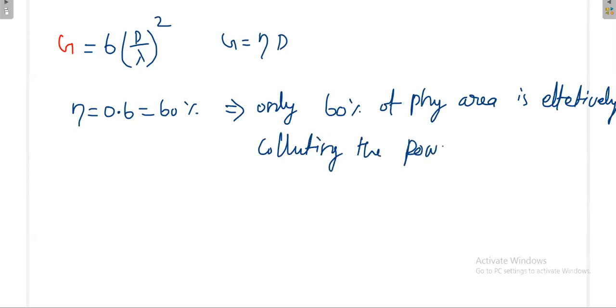So without worrying about anything, simply remember the formula. Directivity means 10 d by lambda whole square. Then gain means 6. That's a way. Next, what is the beam width?